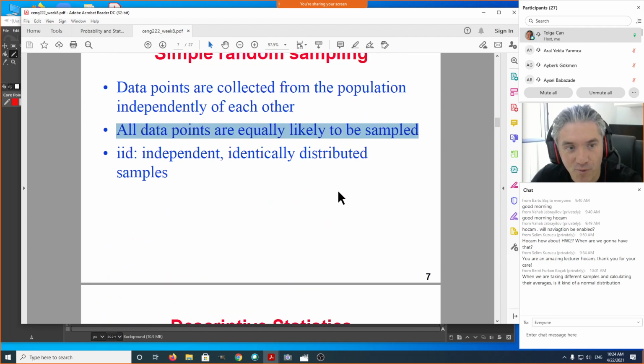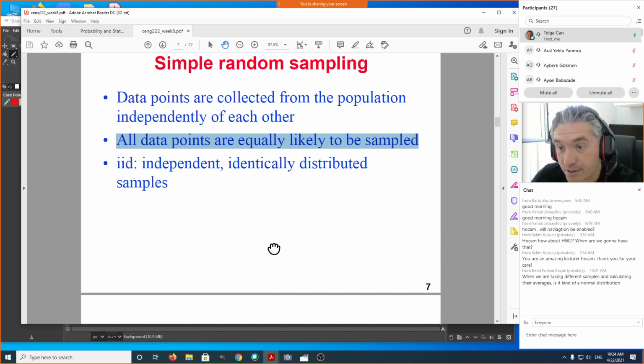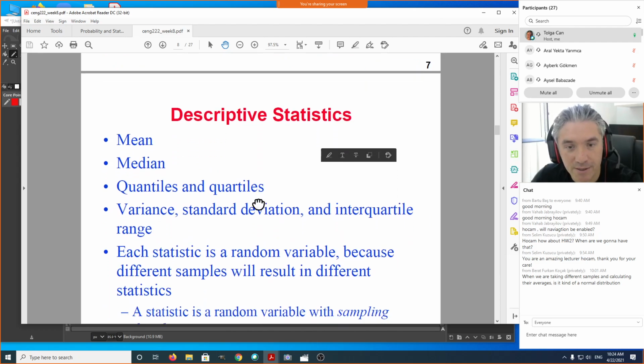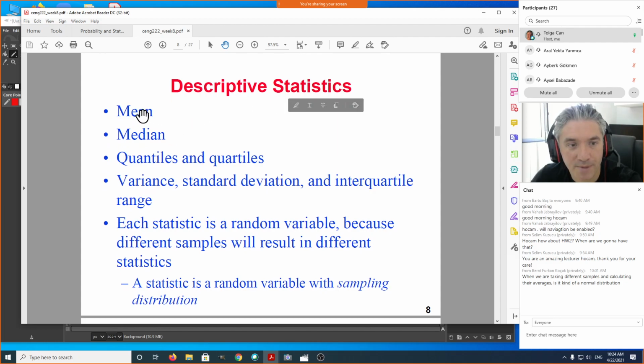But anyway, the main point on this slide is to have them as random as possible, equally likely selected, to reduce biases. And the descriptive statistics that we are going to talk about for a sample: the mean of a sample is really simple. Median, what we mean by median, quantiles, quartiles, variance, standard deviation, and the interquartile range. It has the unit of whatever population parameter you are measuring.